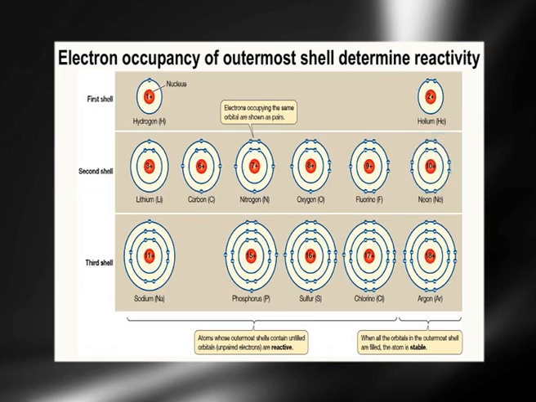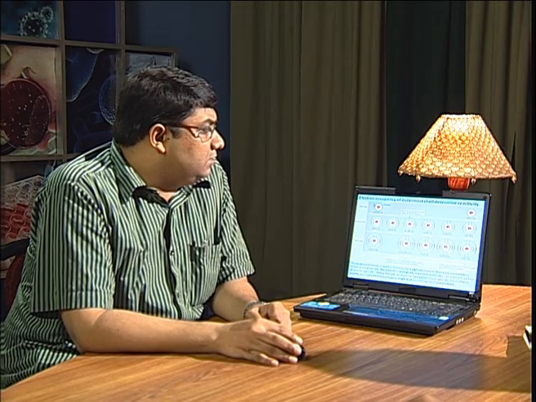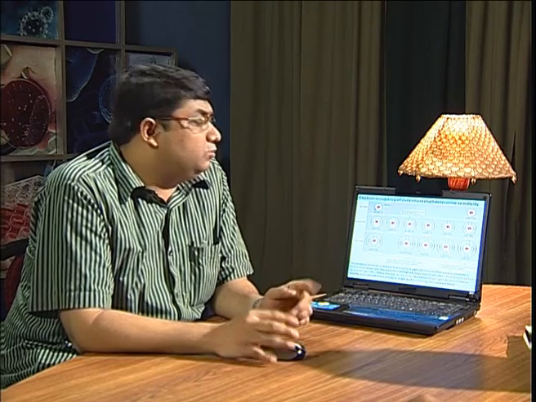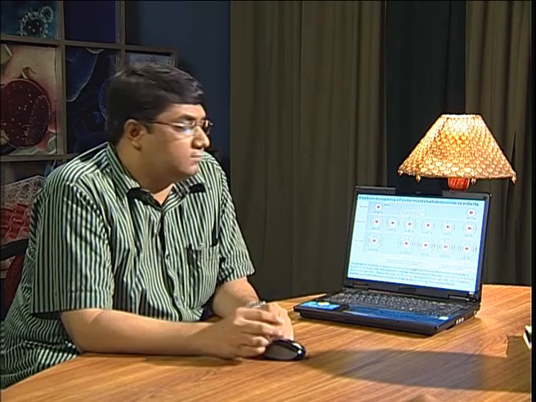So neon is stable, non-reactive. Same goes for the third shell and on. Now, hydrogen or helium, the first shell elements, they are stable if their outermost orbital contains 2 electrons. So hydrogen will react in that way so that it can achieve 2 electrons in its outermost shell.